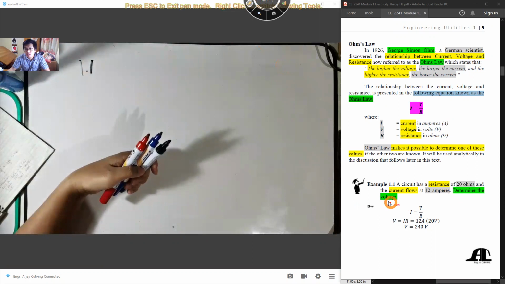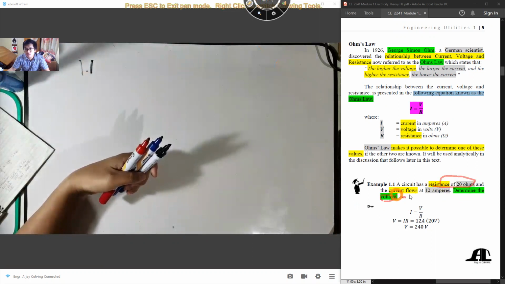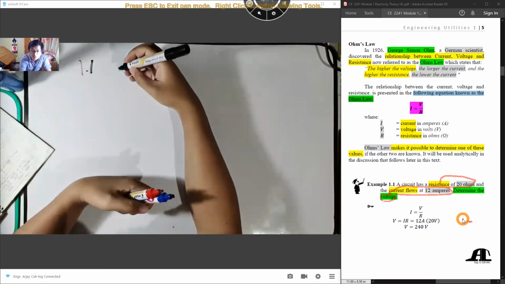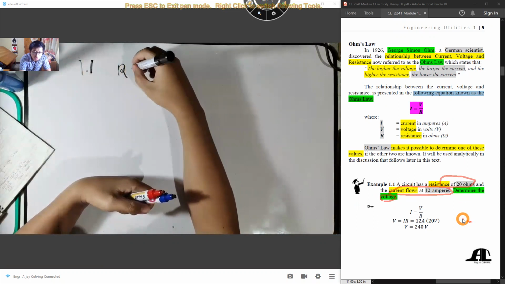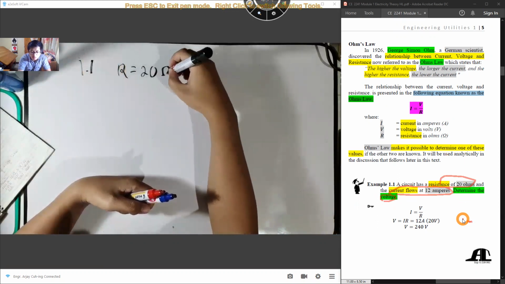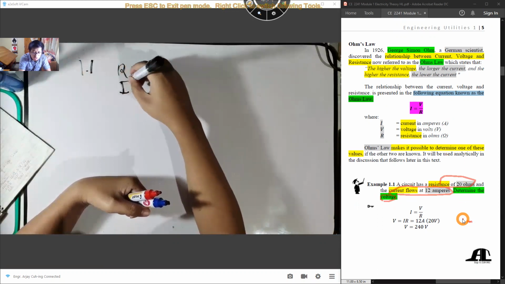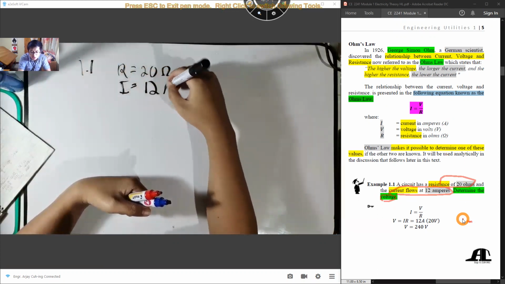Ang gusto nyo makuha class is ano daw yung voltage class given a resistance of 20 ohms to sa current flow class of 12 amperes. So technically, direct sub lang to class. So ilagay muna natin given. So meron daw tayo class resistance equal to 20 ohms. Okay? So meron tayo class current equal to class sa 12 amperes.